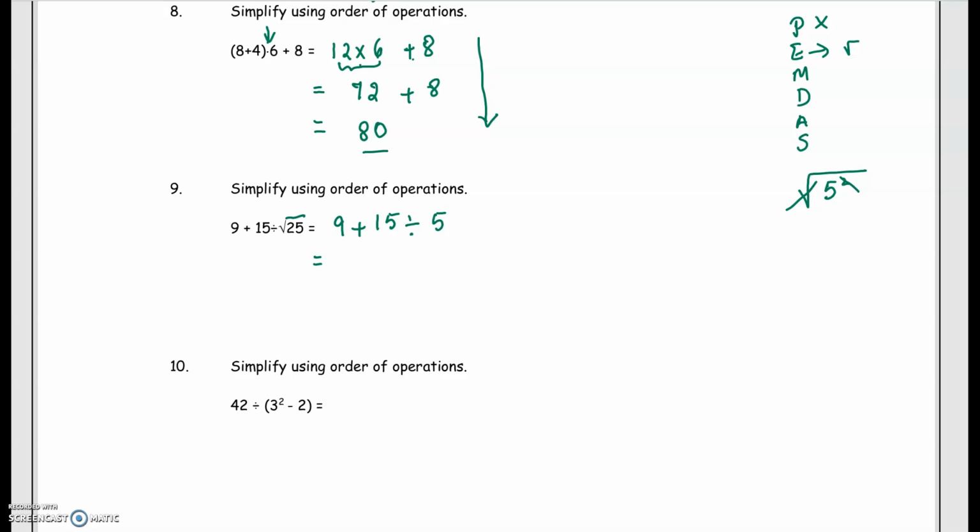Next step, you have to rethink. You have addition and division. Remember, multiplication and division come before addition and subtraction. So you have to do this first. Keep reminding yourself every step. Go back to the rule PEMDAS and rethink what needs to be done first. So we have 9 plus 15 divided by 5. 5 goes 3 times into 15. So we have 9 plus 3, which is equal to 12.